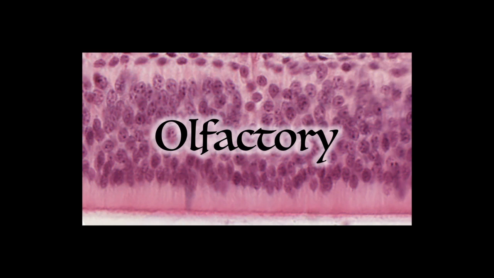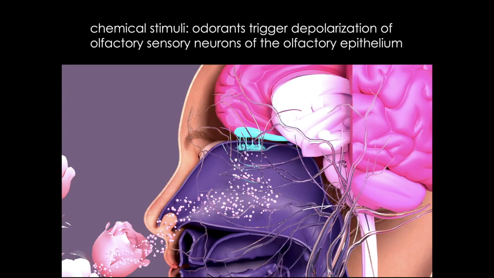Hi everyone, today I'm going to talk about the olfactory system. The basic function of the olfactory system is to detect odors. Chemical stimuli in the form of odorants trigger depolarization of olfactory sensory neurons of the olfactory epithelium.